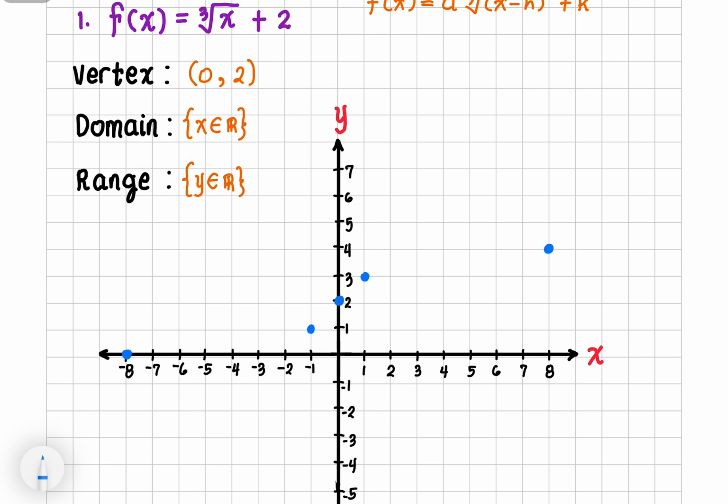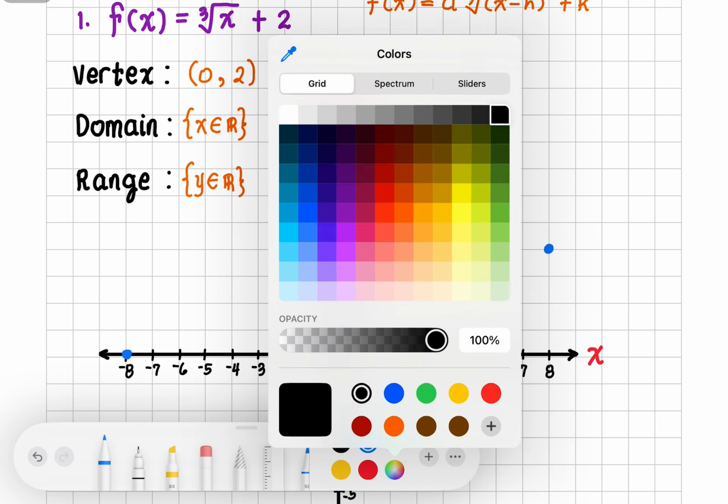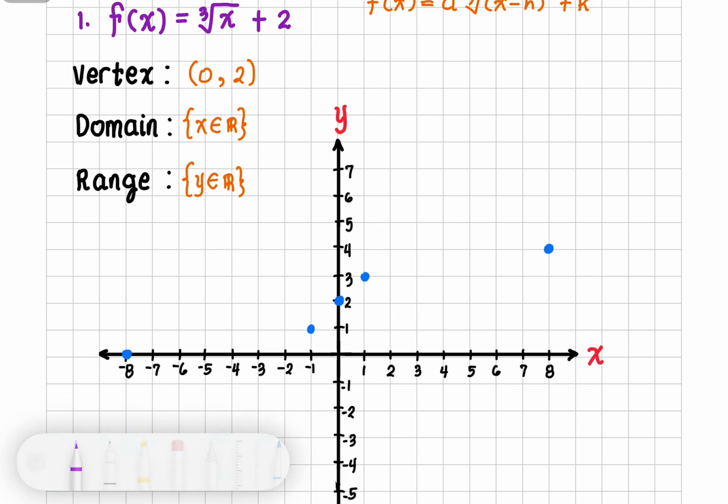Okay? So, after plotting those points, the next thing to do is trace them. Understood? So, we trace those coordinates, those points, to form an S-shape. By the way, the graph of a cube root function is an S-shape. Okay? So, we extend that.